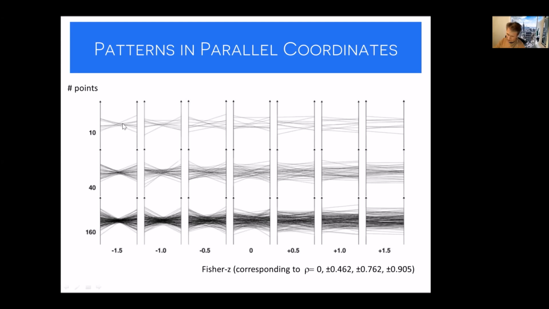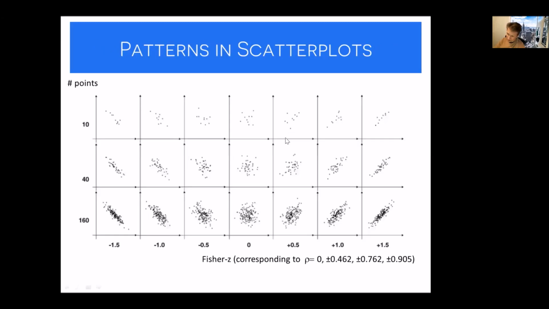And if you have fewer points, you don't see it as well, right? If you have only 10 points, you don't see this as well as if you have like 160 points. So you want to have a lot of points to really see the pattern evolve. If you don't have a lot of lines, you don't really see it well. These are the scatter plots. Again, if you don't have a lot of points, it's hard to really figure out what the correlation is. It's always good to have more points, right?